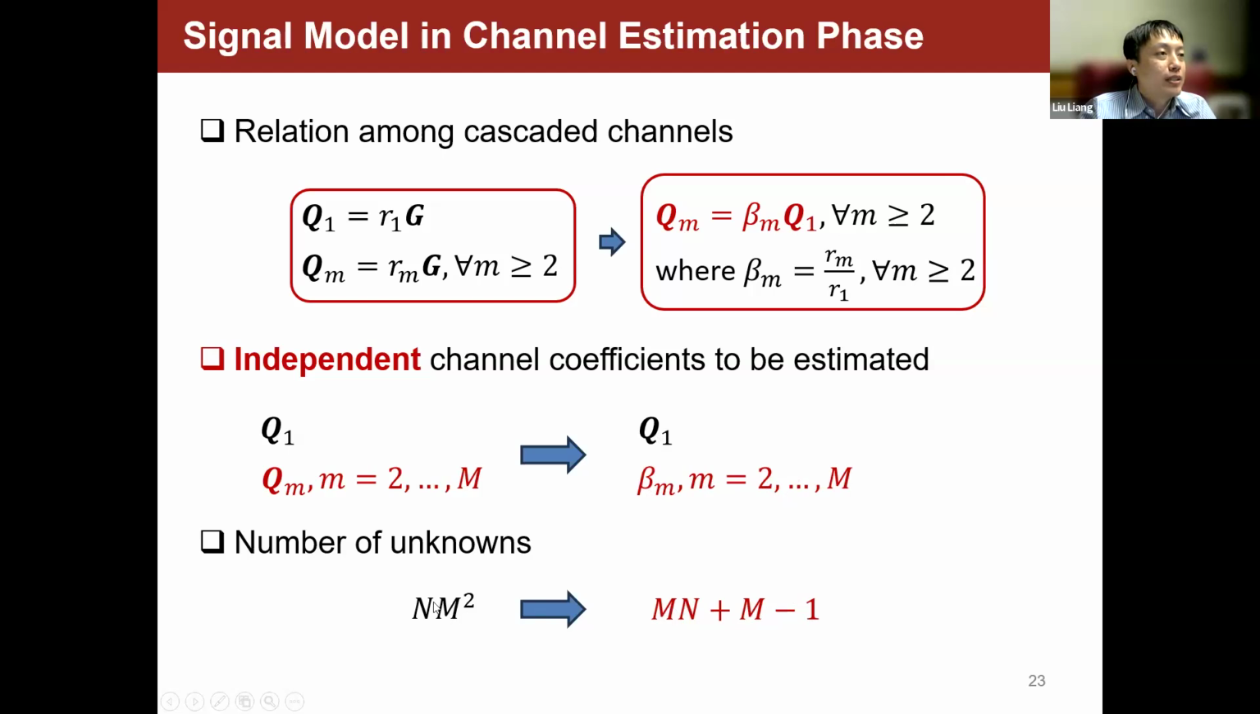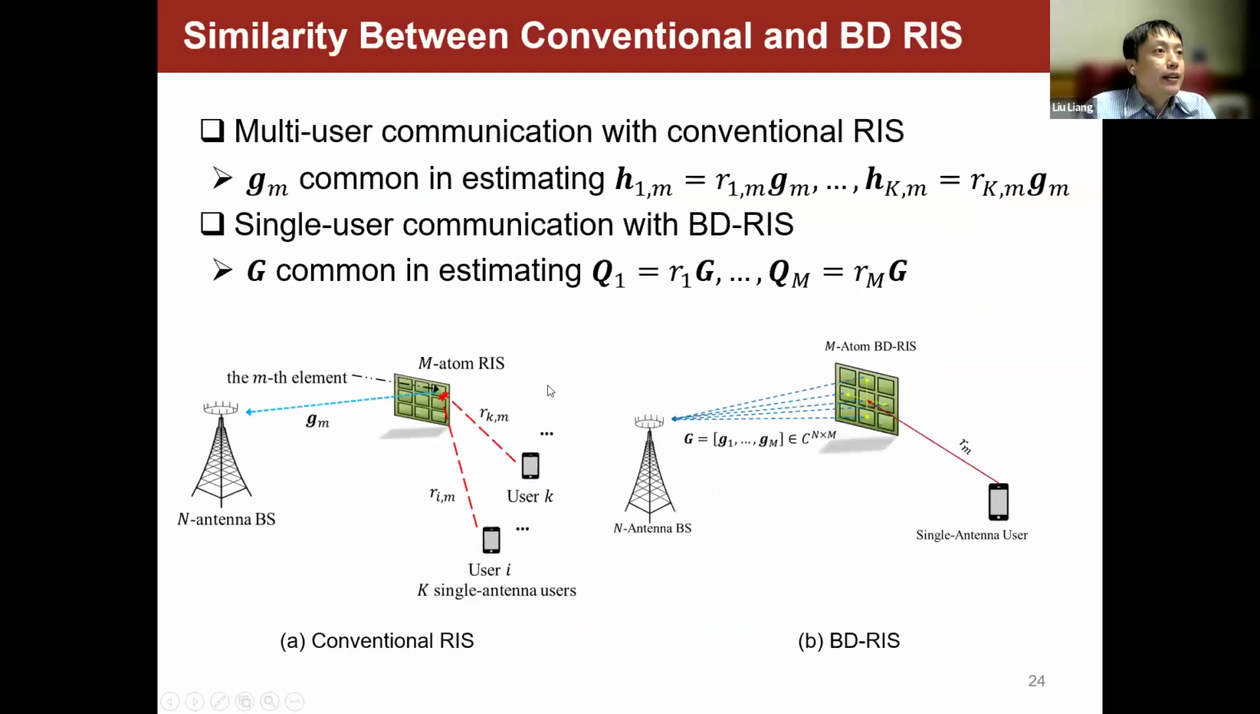This is much smaller than what we believed. Previously we said it's n M squared, now it's linear in M. Now you can intuitively believe my result is correct. My result is that the channel estimation overhead in BD-RIS aided communication is linear in M, not M squared. The order is M, not M squared. So this is the similarity. That's why I introduced the conventional diagonal RIS first.